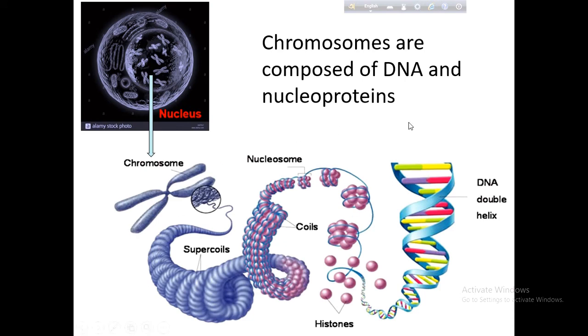Now let's see. This is DNA and this is nucleoprotein. As this protein is only found in our nucleus, these histone proteins are called nucleoproteins. Later on in this lecture, we'll also see another type of nucleoprotein. So these nucleoprotein and DNA together form the structure of chromosome.